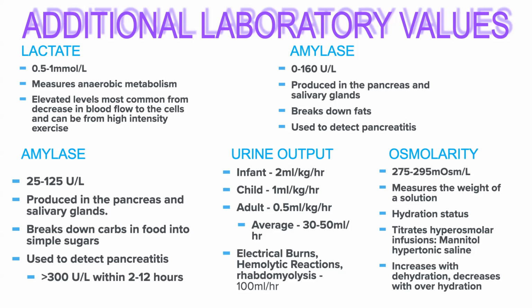Amylase is 25 to 125, and it's produced in the pancreas and salivary glands. It breaks down carbs and food into simple sugars, and it's used to detect pancreatitis. Greater than 300 units per liter within 2 to 12 hours of symptoms.